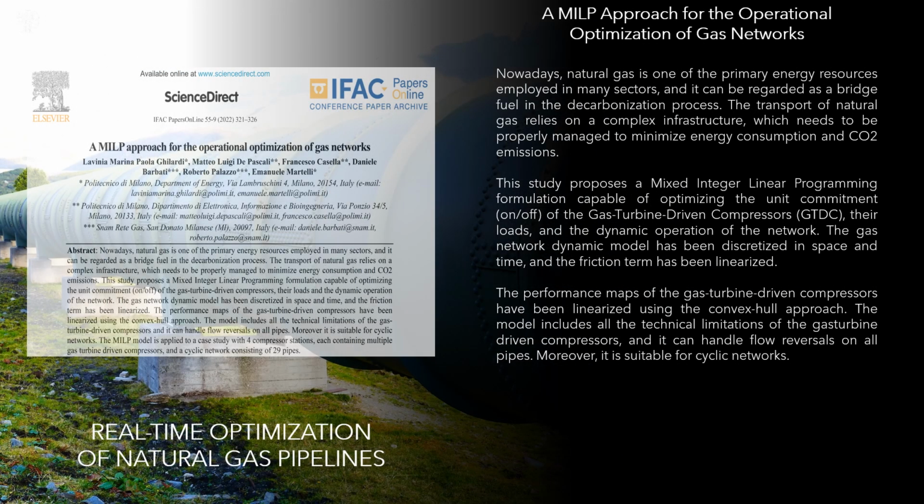Real-time optimization of natural gas pipelines. Nowadays, natural gas is one of the primary energy resources employed in many sectors, and it can be regarded as a bridge fuel in the decarbonization process. The transport of natural gas relies on a complex infrastructure, which needs to be properly managed to minimize energy consumption and CO2 emissions. The performance maps of the gas turbine-driven compressors have been linearized using the convex hull approach. The model includes all the technical limitations of the gas turbine-driven compressors, and it can handle flow reversals on all pipes. Moreover, it is suitable for cyclic networks.